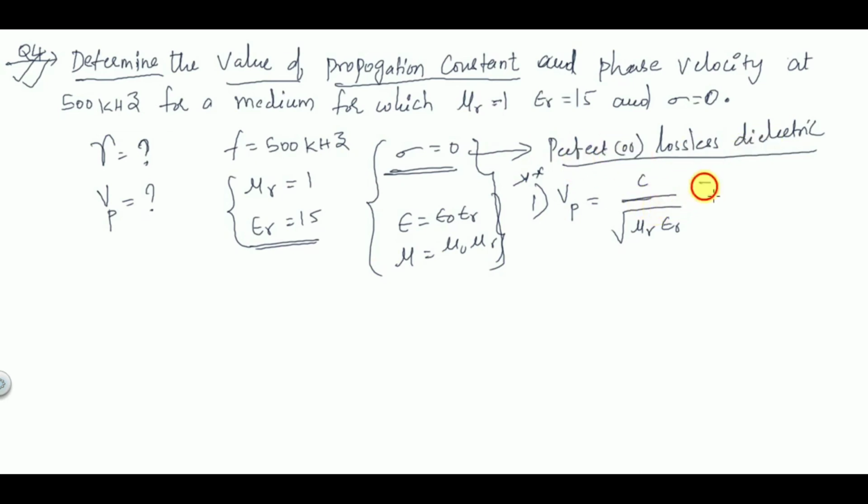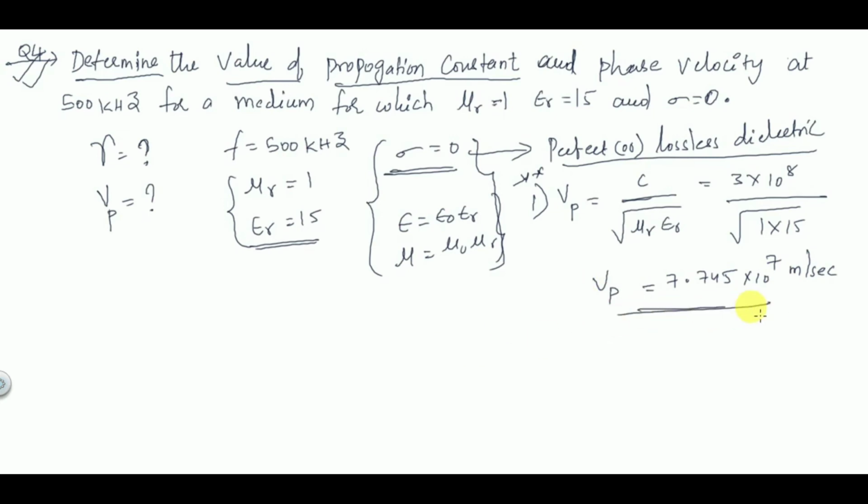Okay, so C is 3 into 10 to the power of 8 divided by root of mu r, which is 1, epsilon r is 15. If you find using a calculator, you'll get 7.745 into 10 to the power of 7 meter per second. So this is the value of phase velocity. So when sigma is equal to 0, automatically alpha is equal to 0. So in the case of perfect or lossless dielectric, alpha is equal to 0, and we have only the value of beta.